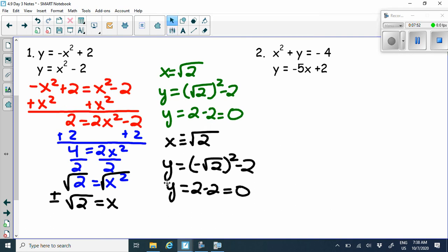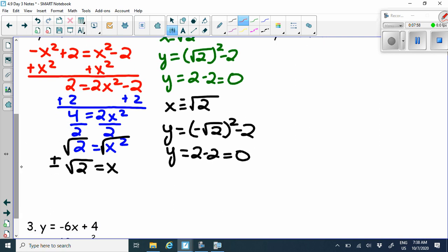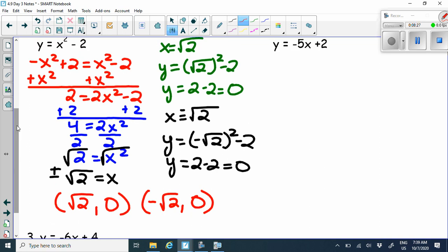So now our last thing we need to do is write these as ordered pairs. Okay, so you need to make sure. So we're going to have 2 sets of ordered pairs. So our first one, we had square root of 2, that was our x. And then our y value associated was 0. And then for our second ordered pair, we had negative square root of 2. And for that, the y value was 0 as well. Okay? So make sure not only do you solve for x, but you have to solve for y for each of the x values you get. And make sure you write them as ordered pairs. So then this would be my final answer.